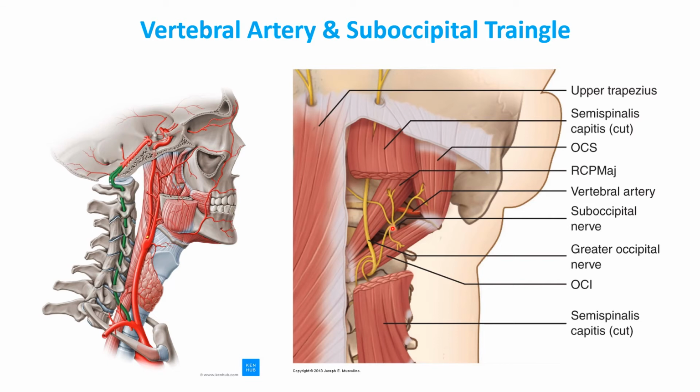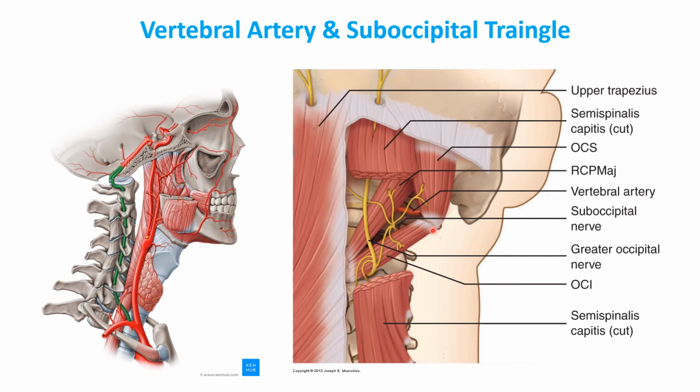These small muscles are involved in the extension of the neck, and we are not going to do them too much in detail. Number one, the inferior oblique. The inferior oblique runs from the spine of the axis to the transverse process of the atlas. This muscle forms the inferior boundary of the suboccipital triangle, running from the axis to the atlas.